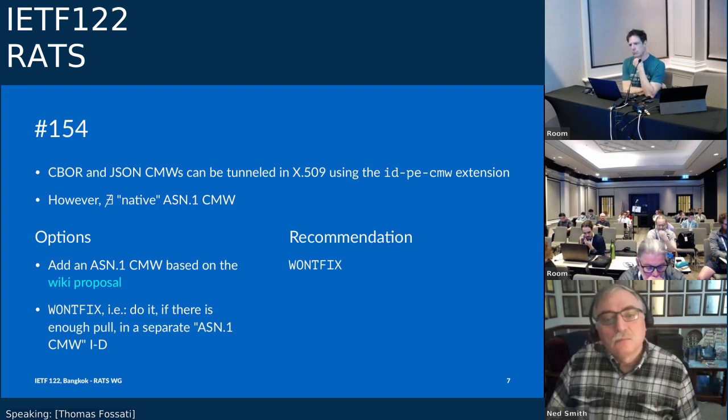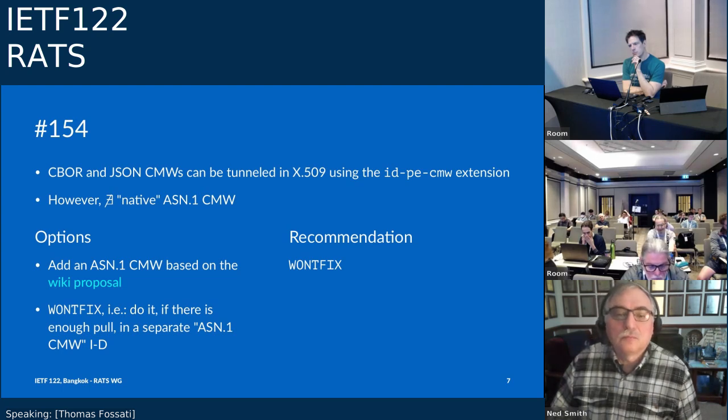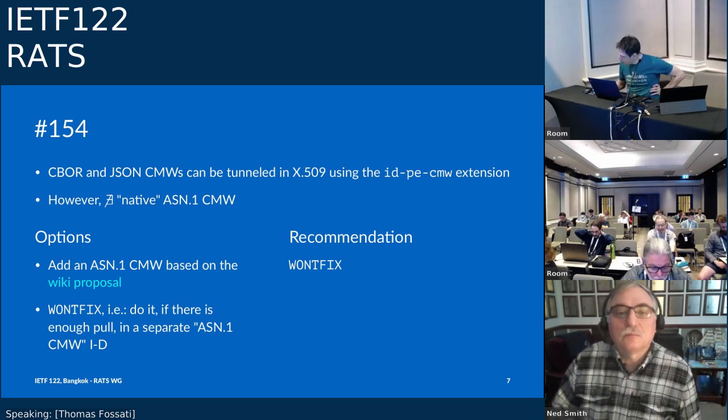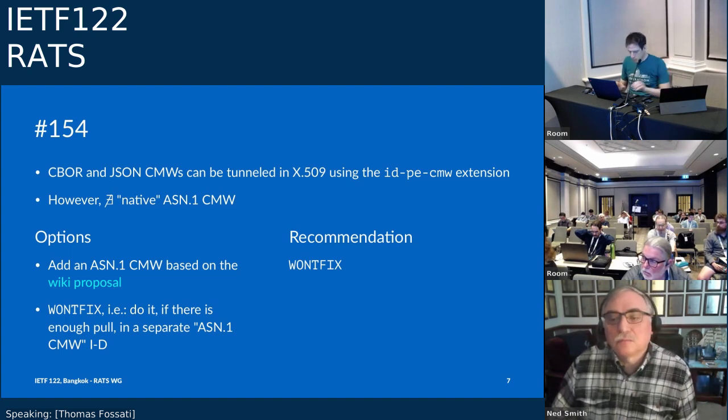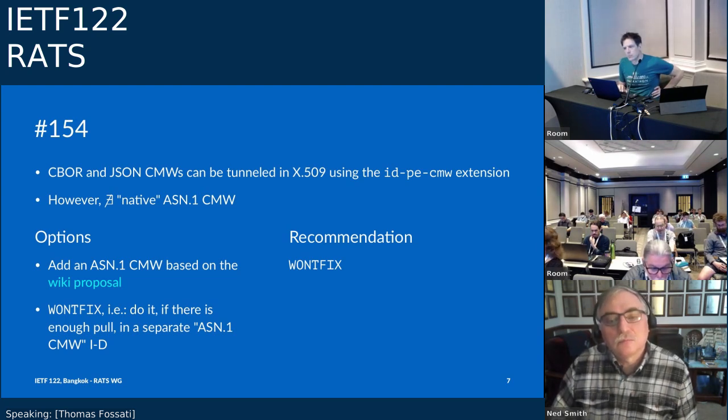The options on the table here are one, to add a full-blown ASN.1 CMW, and we have a starting point that I shared a while ago in the wiki to start this discussion, and/or to wait for a clear requirement, a clear signal coming from the ASN.1 crew, and do that in a separate document. Since no one from the ASN.1 community has asked for a full-blown ASN.1 CMW for now, and the id-pe-cmw extension is likely to be sufficient, at least for the use cases we have at the moment, my suggestion is to close this as a won't fix.